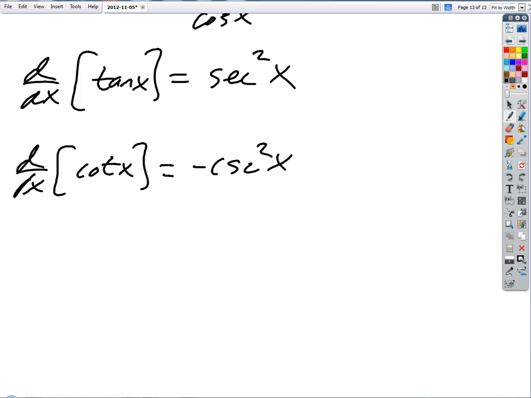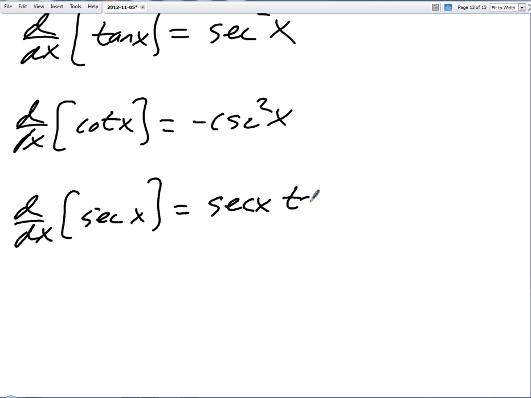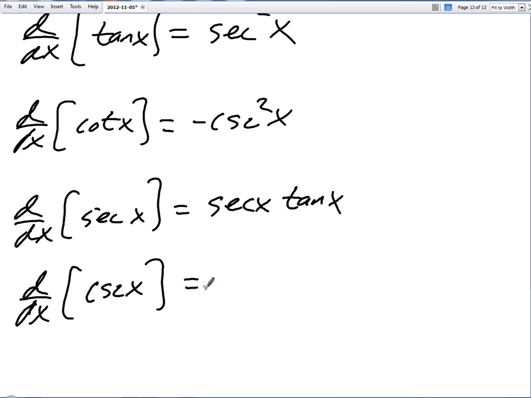I'm going to give you secant x and see if you can tell me what cosecant x is. The derivative with respect to x of secant x equals secant x times tangent x. So what is the derivative with respect to x of cosecant x, do you suppose? Almost. Cosecant x times cotangent x. There's one little piece we're missing. Negative, yeah.